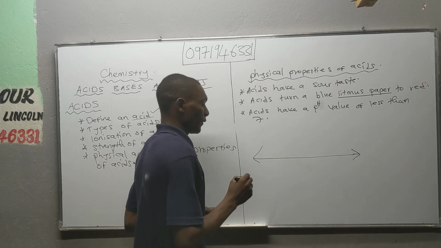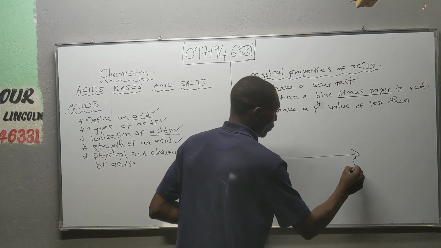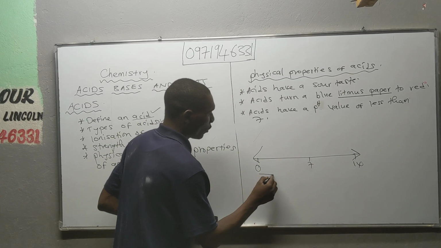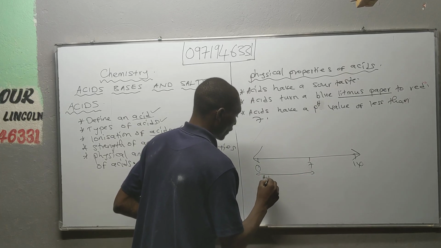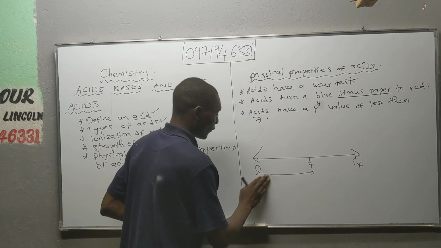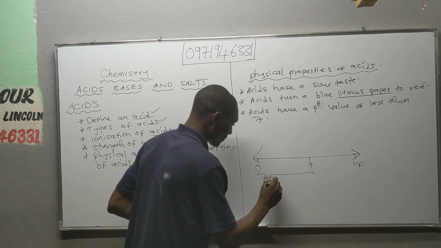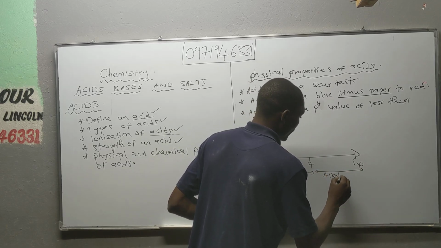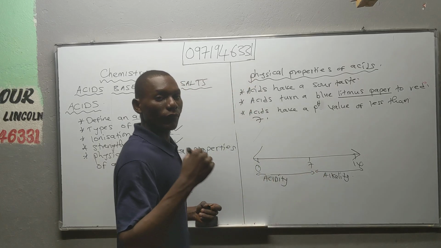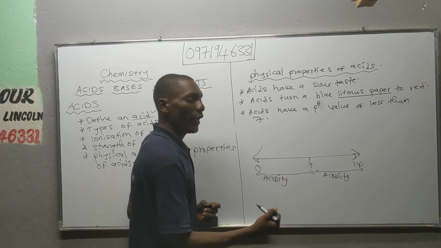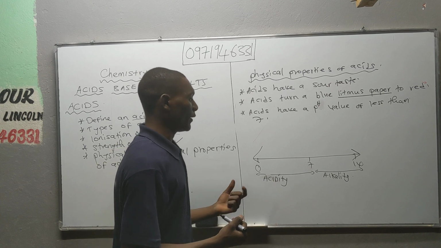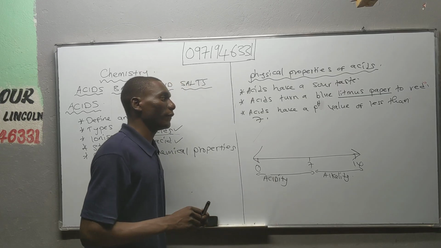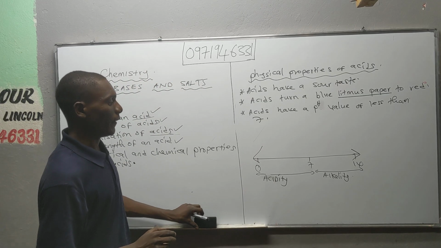So it has numbers running from 0 up to 14, and in the middle we have 7. So from 0 to 7, it shows acidity. And from 7 to 14, it shows alkalinity. So if the pH value of a substance is below 7, then that substance has properties of acids. Okay? So acids have a pH value of less than 7.